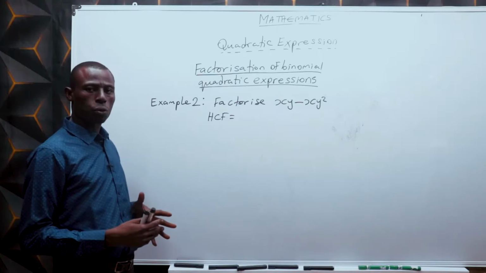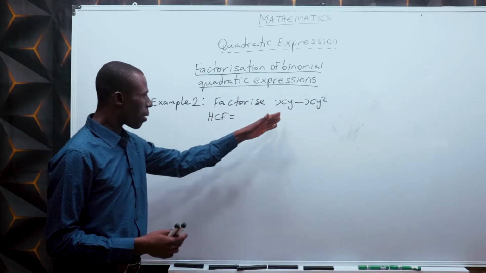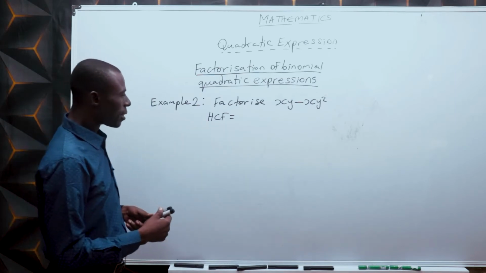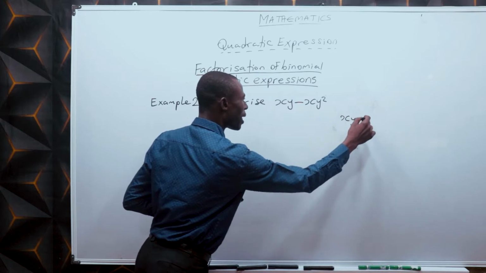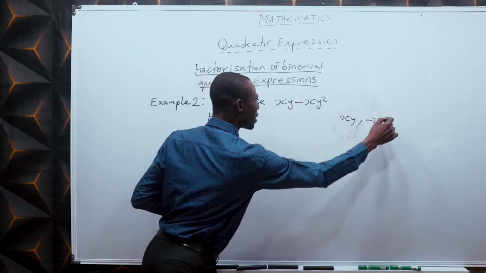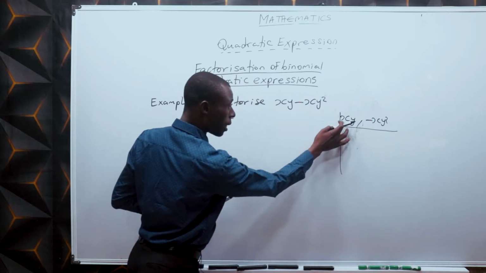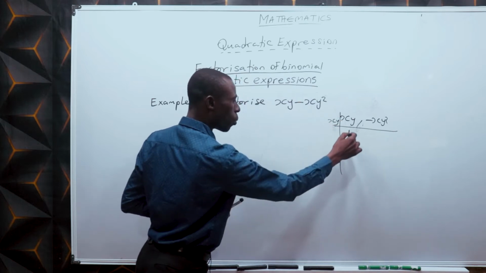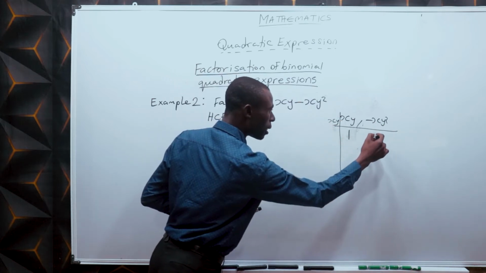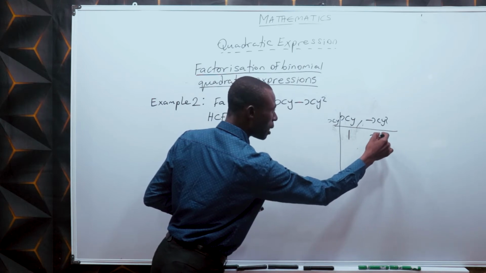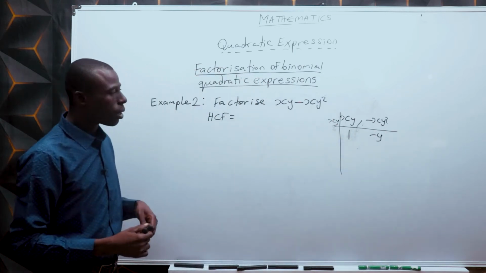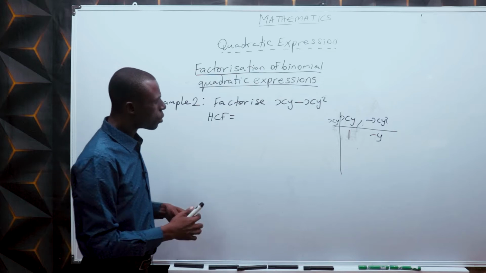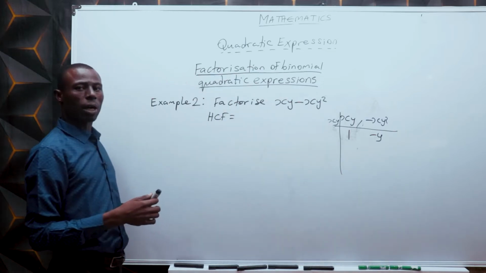Let's consider example 2. Factorize xy minus xy square. What is our HCF? The HCF of xy and negative xy square is what goes in xy and also in negative xy square. You can see that xy goes here one time. xy goes here and you have what left? Negative y left. So 1 and negative y, nothing goes in them again. So that means it is xy that is our HCF.